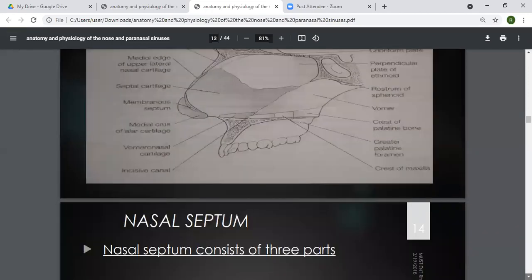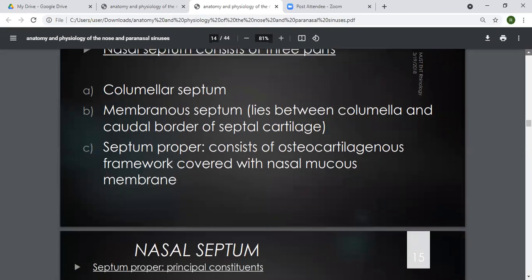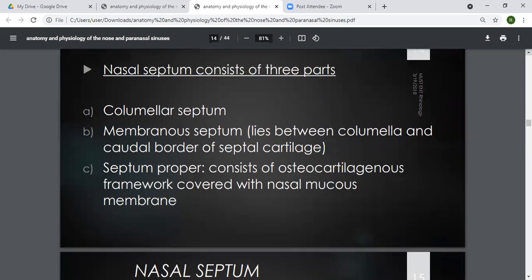Okay. So we've been able to see what the roof is made of, and the next thing should be the nasal septum, which we've also been able to look at. It consists of basically three parts. There's the columella septum, the membranous septum, which lies between the columella and the caudal border of the septal cartilage. And then there's what we call the septum proper. That is made up of the osteocartilaginous framework that is covered by the nasal mucous membrane.